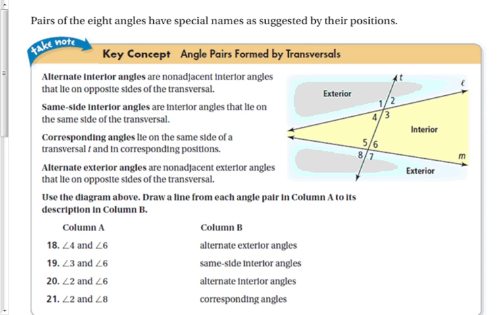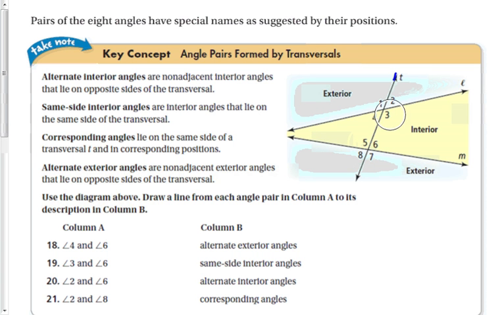All right, key concept, angle pairs formed by a transversal. Now, just so you know, the definition of a transversal is any line that intersects two other lines. So in this picture, this one right here is a transversal, T. All right, and then we have some definitions here. Alternate interior angles. Look at what is marked as the interior, and the alternating means on different sides of the transversal. So these two are alternate interior.